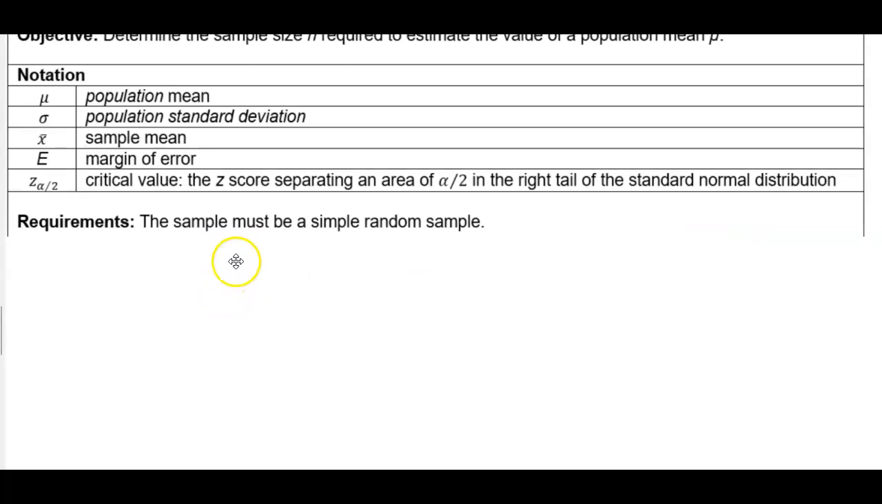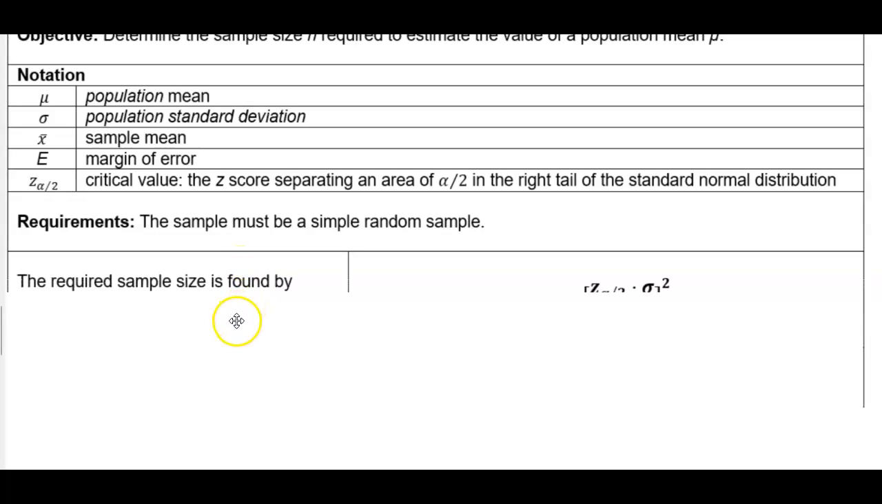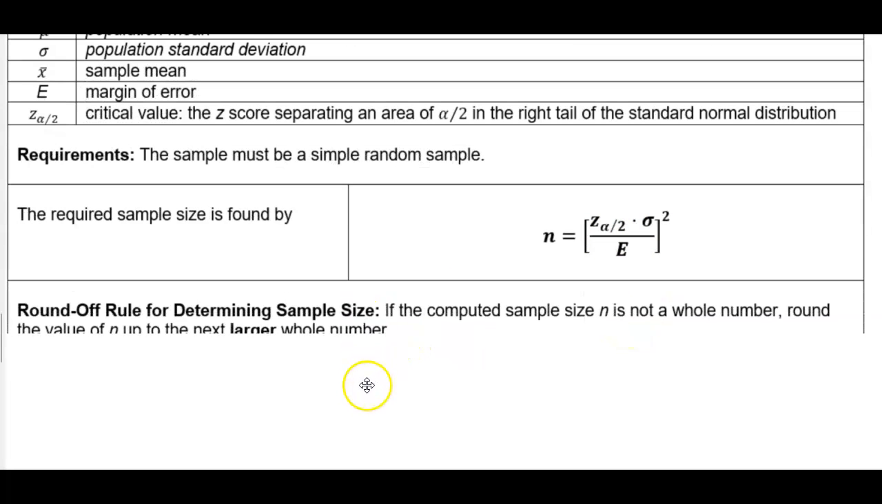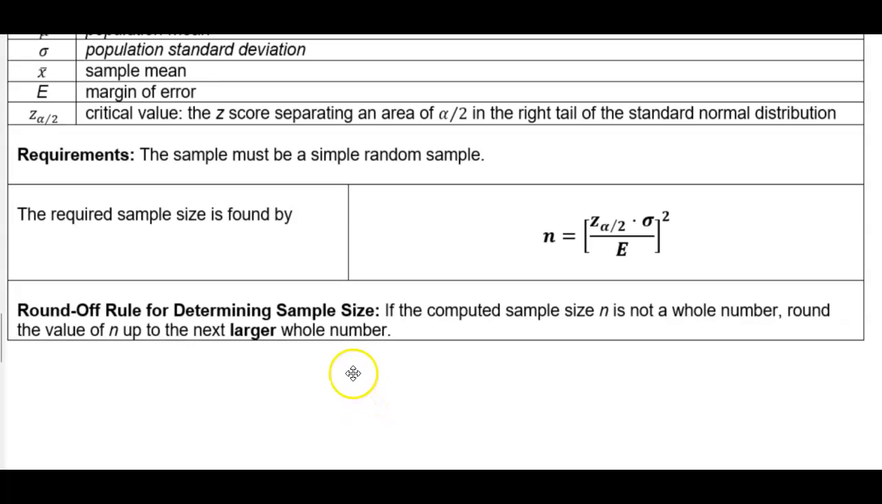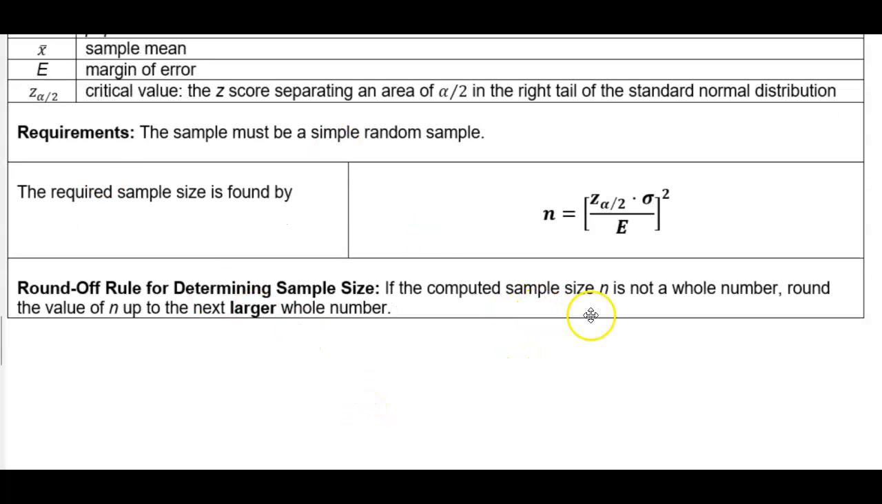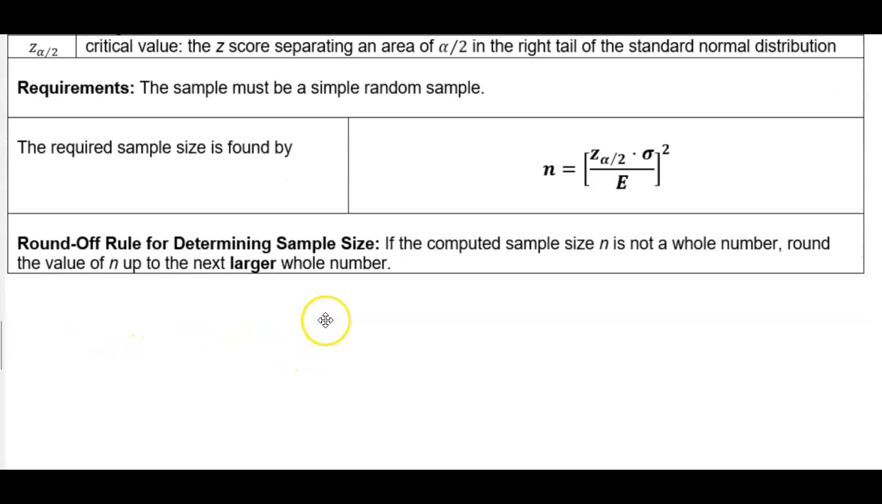The requirements: the sample must be a simple random sample, and the required sample size is found by the following: n is equal to the critical z value times the population standard deviation divided by the margin of error, squared. Now, the round-off rule for determining sample size: if the computed sample size n is not a whole number, you round the value of n up to the next larger whole number.